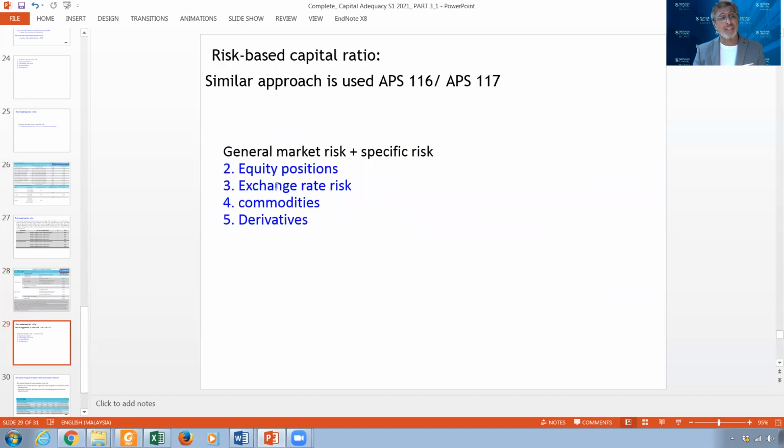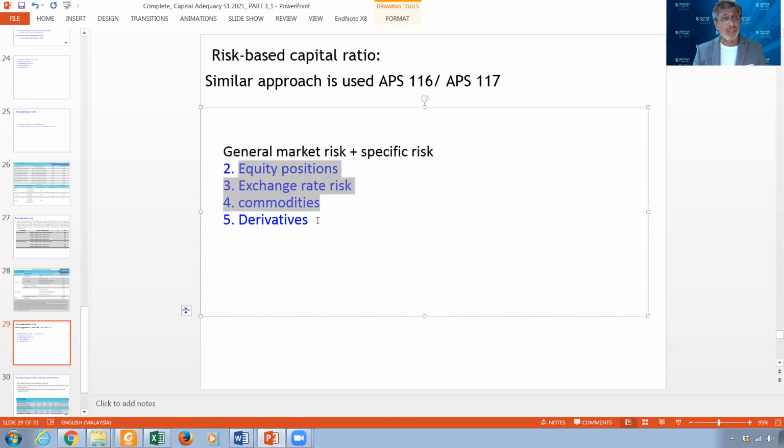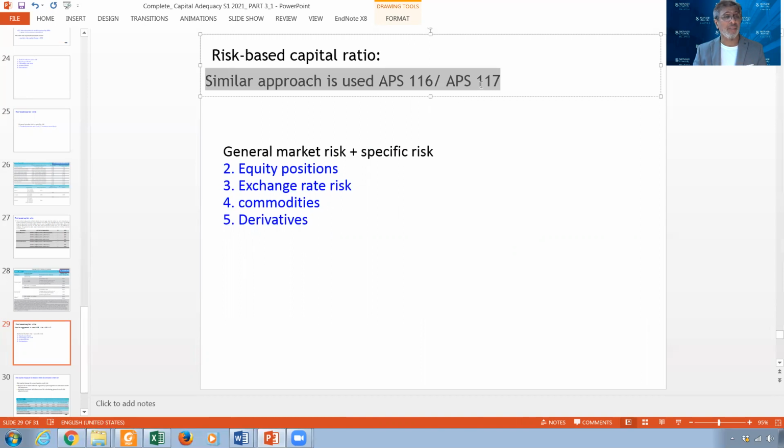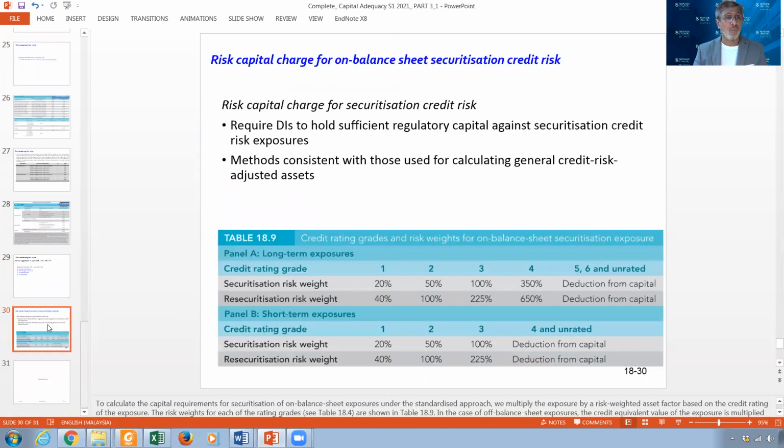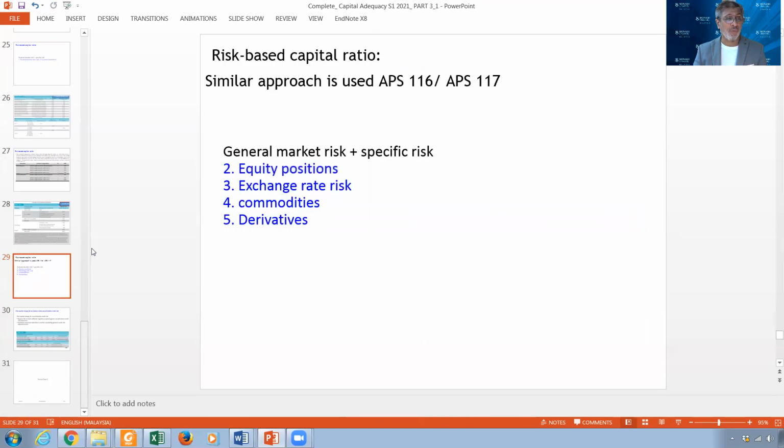We can do market risk also for equity position, exchange rate risk, commodities. Please understand, if you are going to work in the industry later on, they have to calculate all of this. We are not covering it here, but it is covered under APS, which is Australian Prudential Standard 116 and 117. Then we move now from market risk, because this is the rest of market risk.